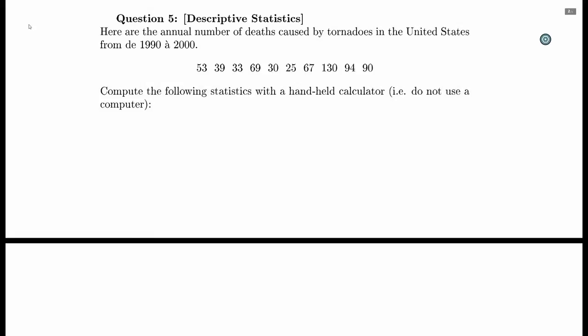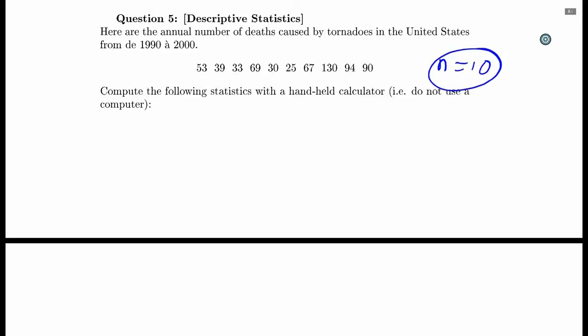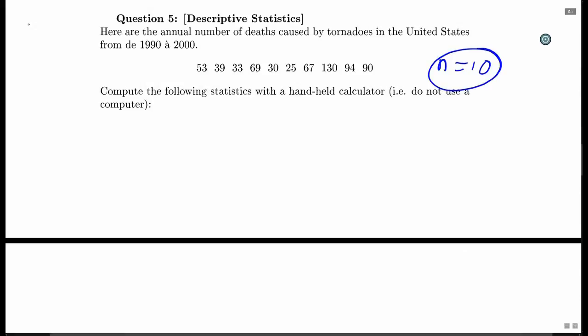My name is Jlamat. We'll discuss the computation of a sample mean and sample standard deviation for the values that we find in question 5. So here we have a numerical variable, which is the annual number of deaths caused by tornadoes in the United States. For example, the first value is 53, so in that particular year there were 53 deaths. And then what we'll do is compute the mean of these 10 values. So here we have a sample size of 10. For these 10 numerical values, we'll compute the mean and the sample standard deviation.